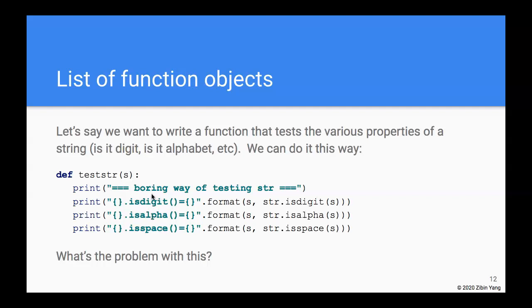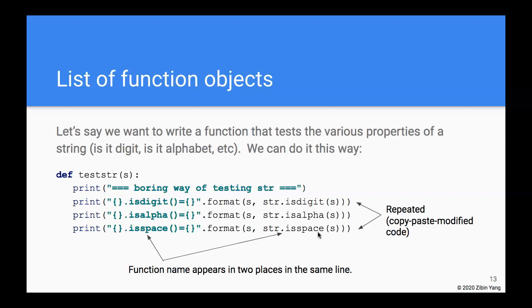One way we can do it is obviously we can just call string is a digit on the given string S, is it alpha, is it space, and so on and so forth. We can write it like that. It works. But what are some of the problems with this particular approach?